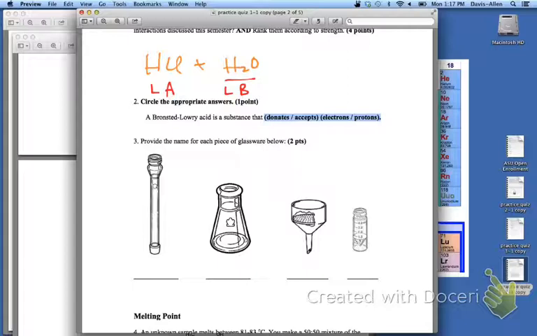Can I scroll here? I don't think I can scroll here. With glassware, I don't think I'm going to ask questions on glassware.